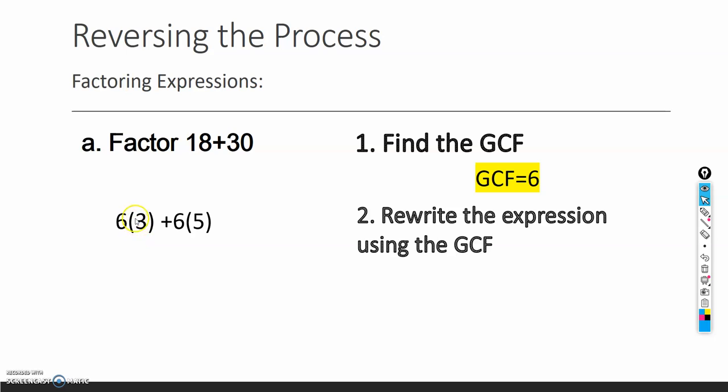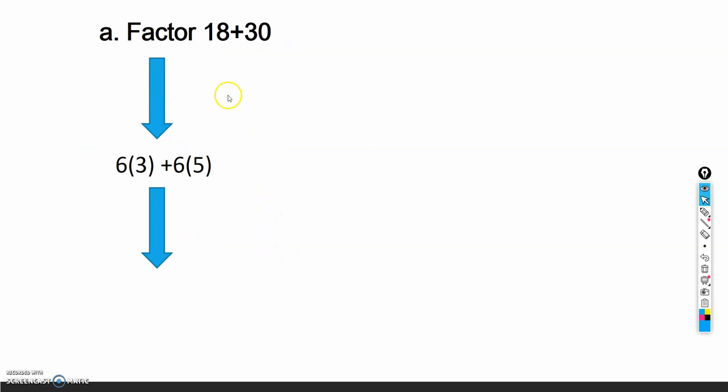6 times 3 is 18. Yep, that's true. Plus 6 times 5 is 30. It's just an equivalent expression, guys. I have one more step to this process. So here was the first step. We pulled out the greatest common factor. Now we've broken it down into its little parts.